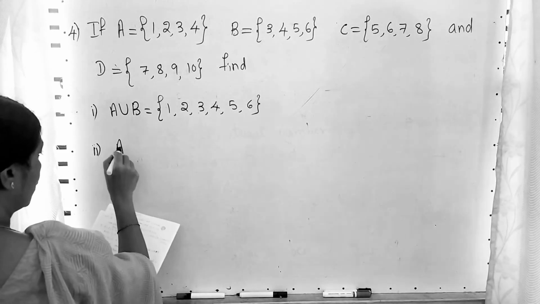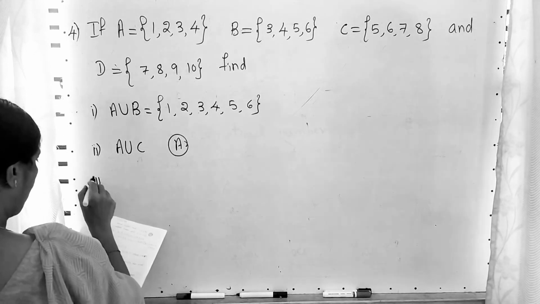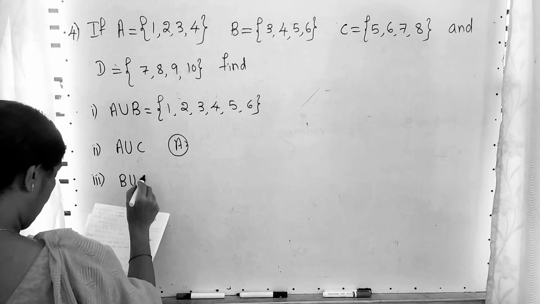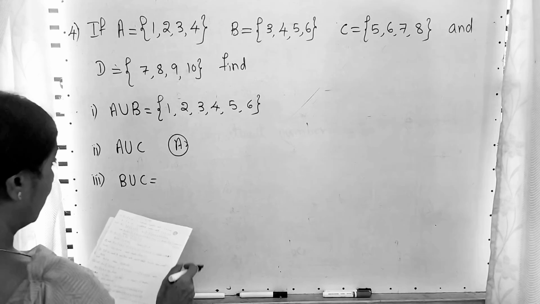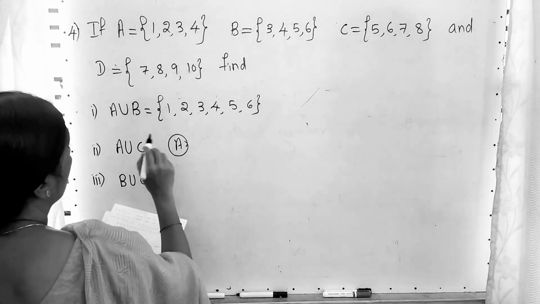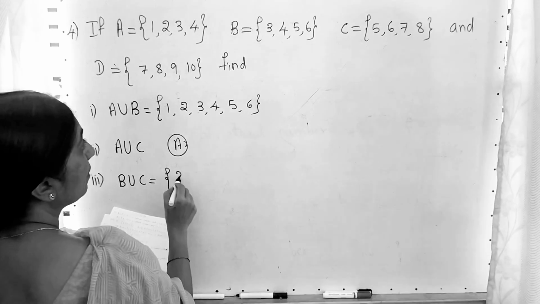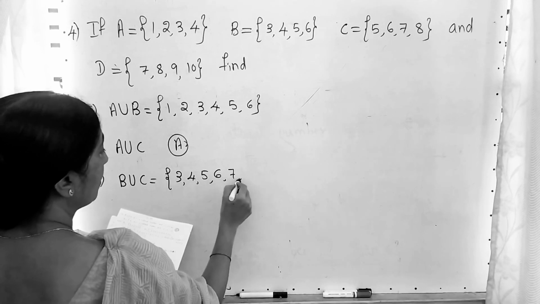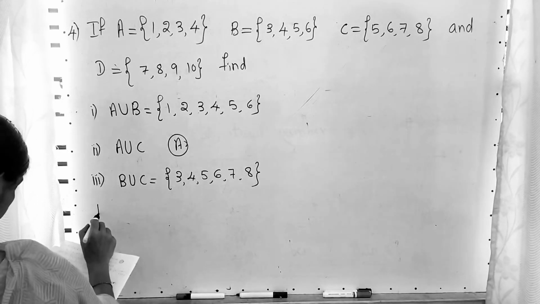Now, the second question is A union C. This is the assignment question. Third one, B union C. So, what is B union C? 3, 4, 5, 6, 7, 8.